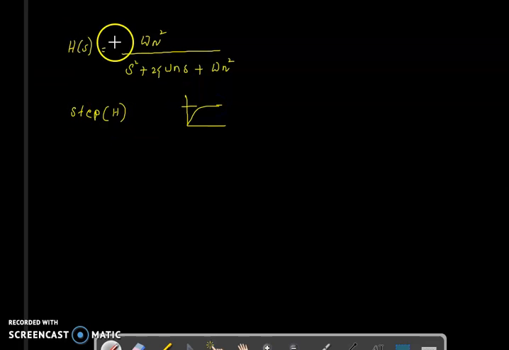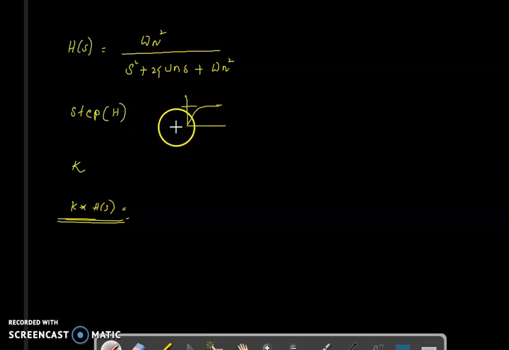And what is the impact when I add one gain to the system? So let us take K as a gain. When I multiply K with H(s), what is the impact of this K, the gain, on the system response? This is what I am going to demonstrate in this video, so stay tuned and watch.